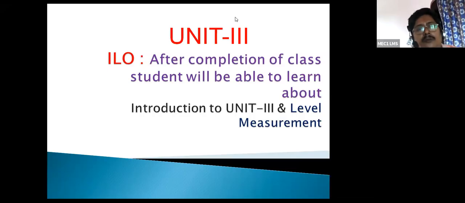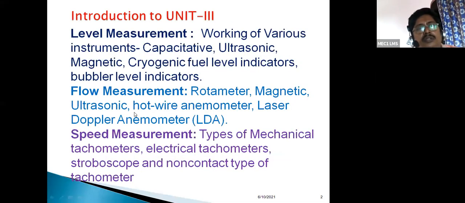All right. Okay, the next, this is the introduction. Level measurement. We will discuss the working of various instruments, that is various sensors or transducers, which are used for the measurement of level. That is a capacitive sensor, ultrasonic sensor, magnetic sensor, cryogenic fuel level indicators, bubbler level indicators, right? So these are totally 4 or 5 instruments in our syllabus.